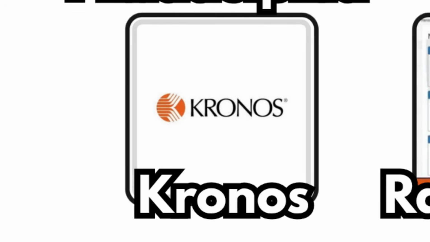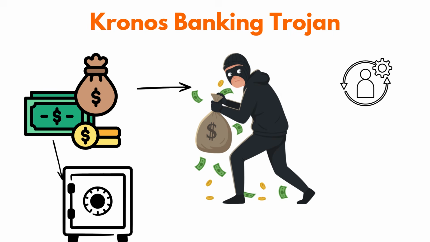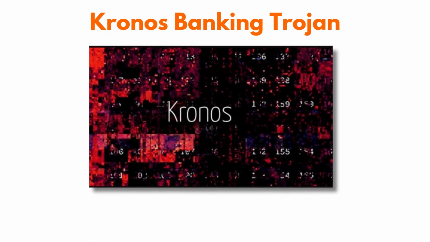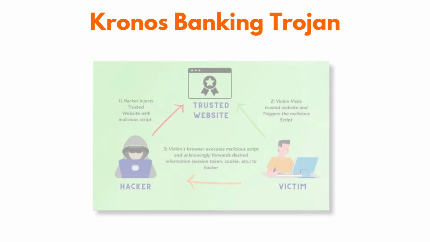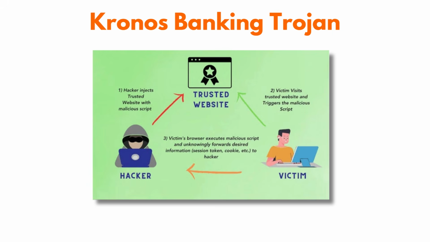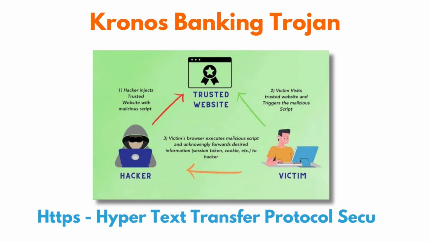Kronos banking Trojan. Financial theft shifted from vaults to web browsers. Kronos banking Trojan appeared for sale on underground forums in 2014. It specialized in browser injection attacks. This method inserts malicious code into active browser sessions before HTTPS encryption protects transmitted data. HTTPS stands for Hypertext Transfer Protocol Secure.